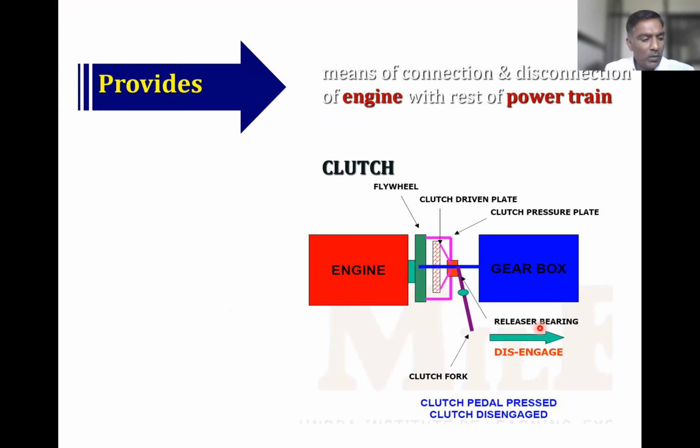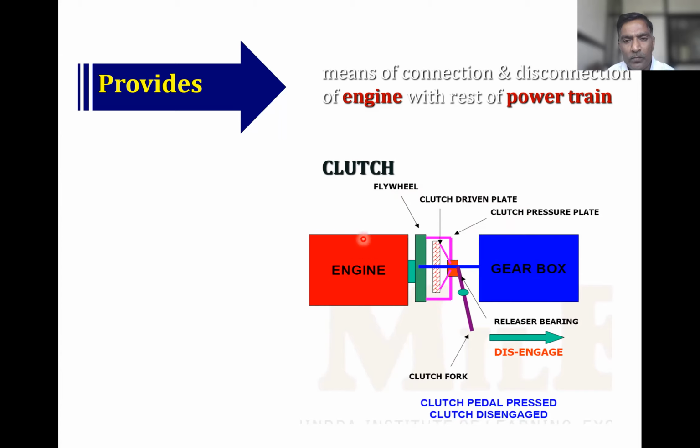So why those elements are required and whether they are going to fulfill the requirement of the transmission system. So in the transmission system, we need to have facility to connect engine with the transmission system and to disconnect the engine power from the transmission system. So for that, we need to have the clutch. So you can see, this is a schematic of the clutch assembly.